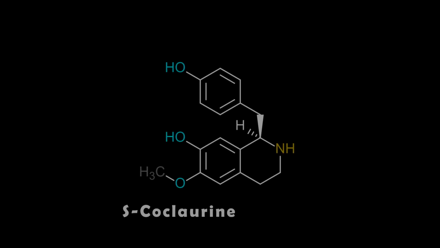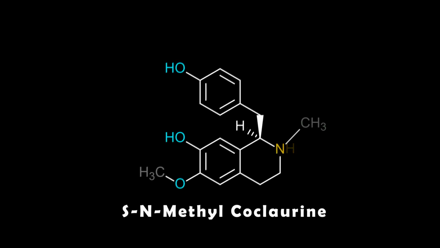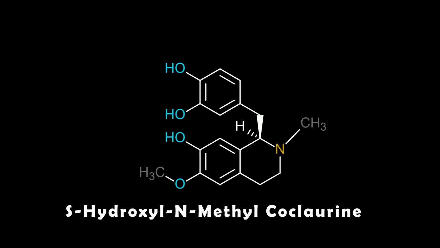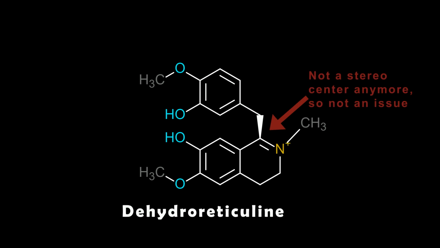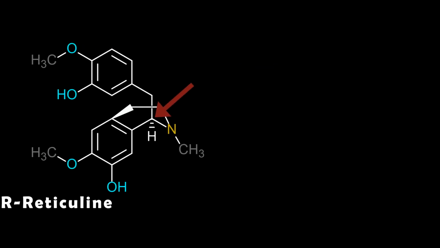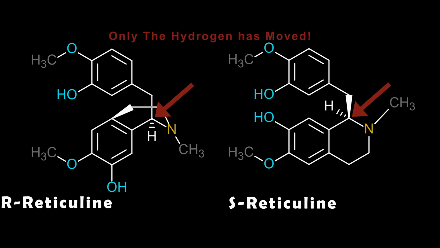The pathway that produces opiates is as follows. Escochlorine is first methylated, then hydrated, and finally methylated again, resulting predominantly in S-reticulene. S-reticulene is then oxidized to dihydroreticulene and reduced back to R-reticulene. R and S-reticulene are stereoisomers.